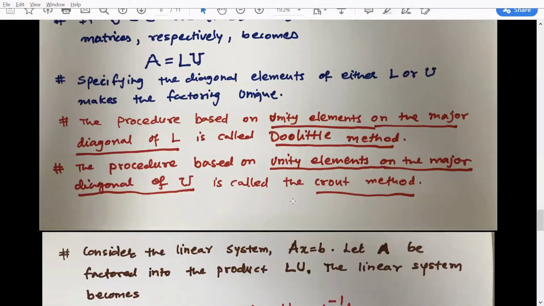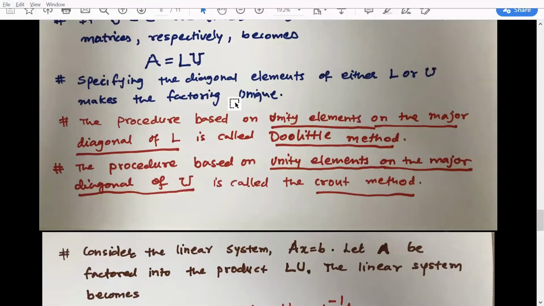Now two things: we'll be using the lower triangle and the upper triangle. There are two methods. One method uses the procedure based on unit elements in the major diagonal of L, and is called the Doolittle method. The name is Doolittle. And the second, the procedure based on unity elements on the major diagonal of U, is called the Kraut method.